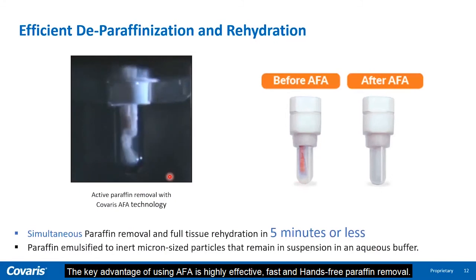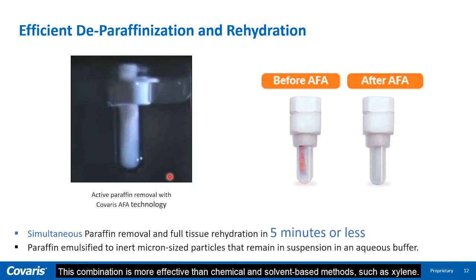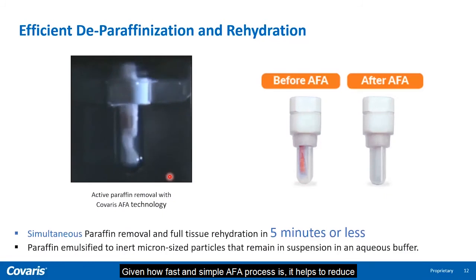The key advantage of using AFA is its highly effective, fast, hands-free paraffin removal. The combination is more effective than chemical and solvent-based methods such as xylene. Given how fast and simple AFA process is, it helps to reduce variability in sample processing with a simplified and standardized workflow.